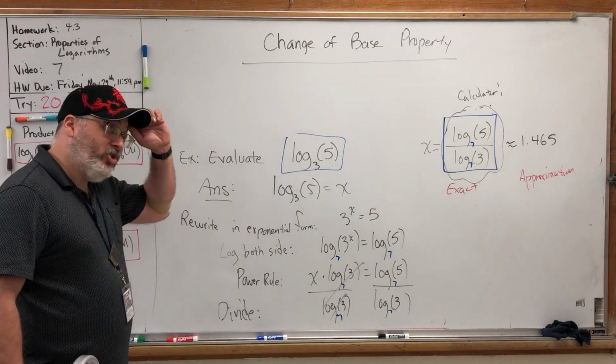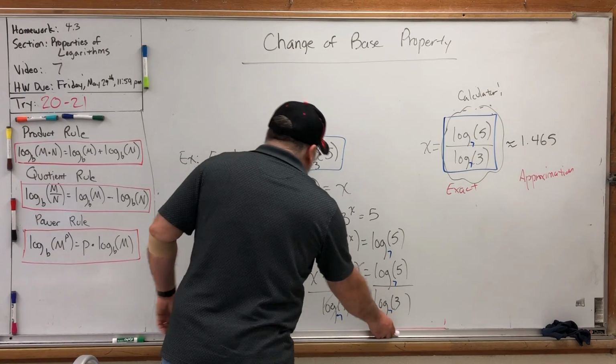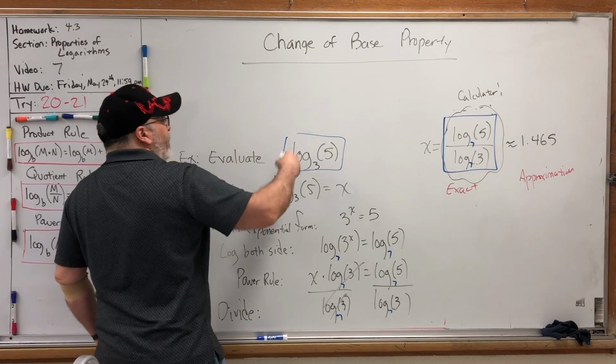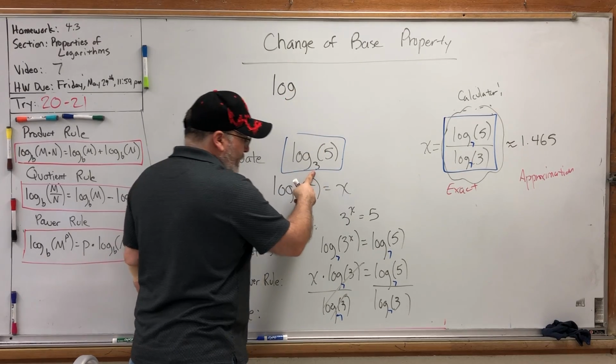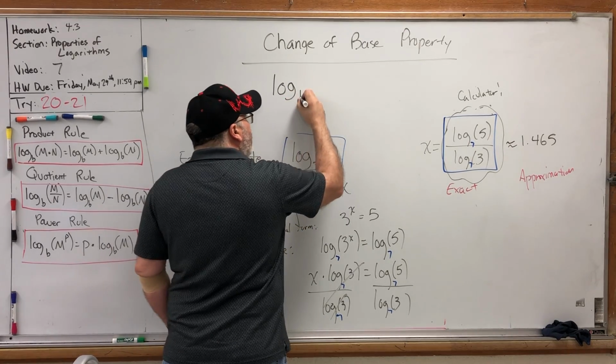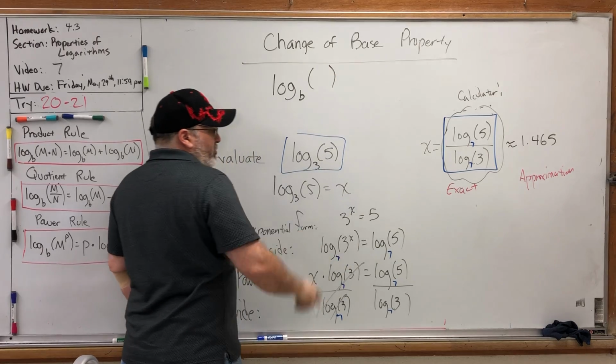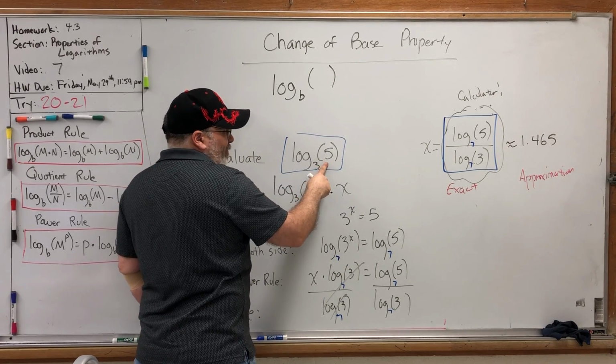So how can we make this generic? Well, we start by writing this problem generically. Log, let's see, what's a good generic letter for base? How about B? And what's a good generic base for the argument? How about A?